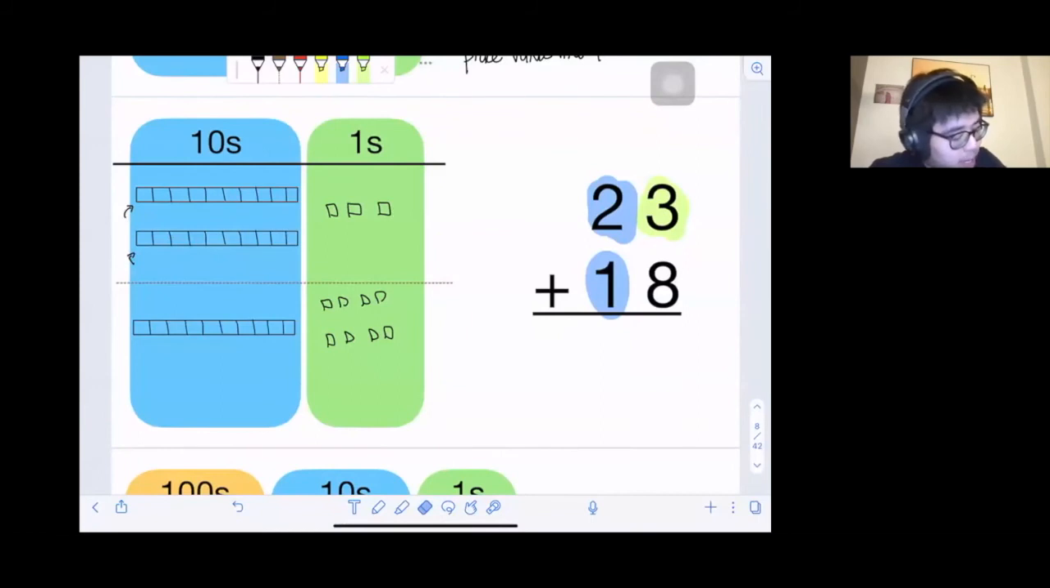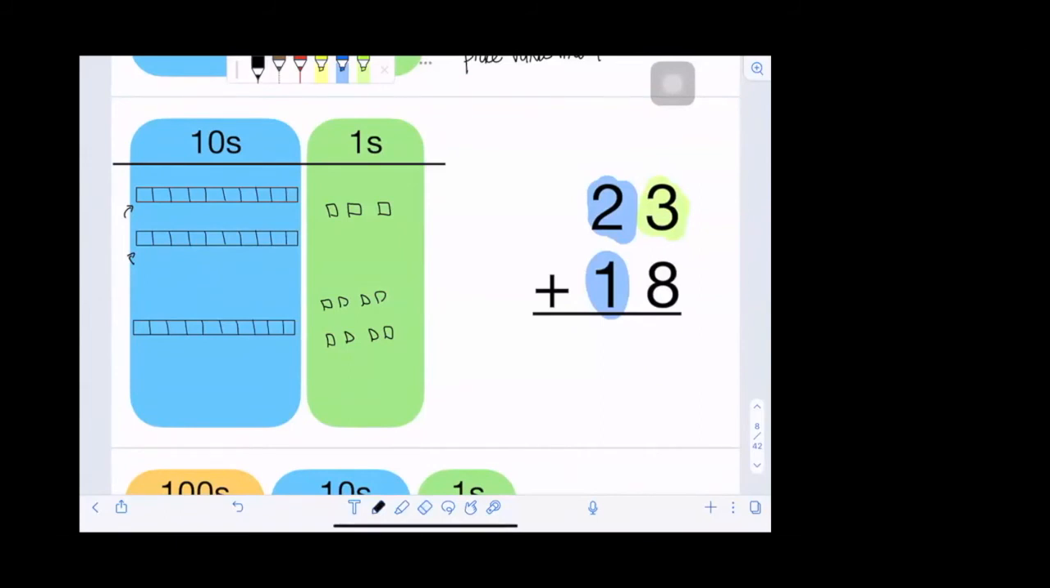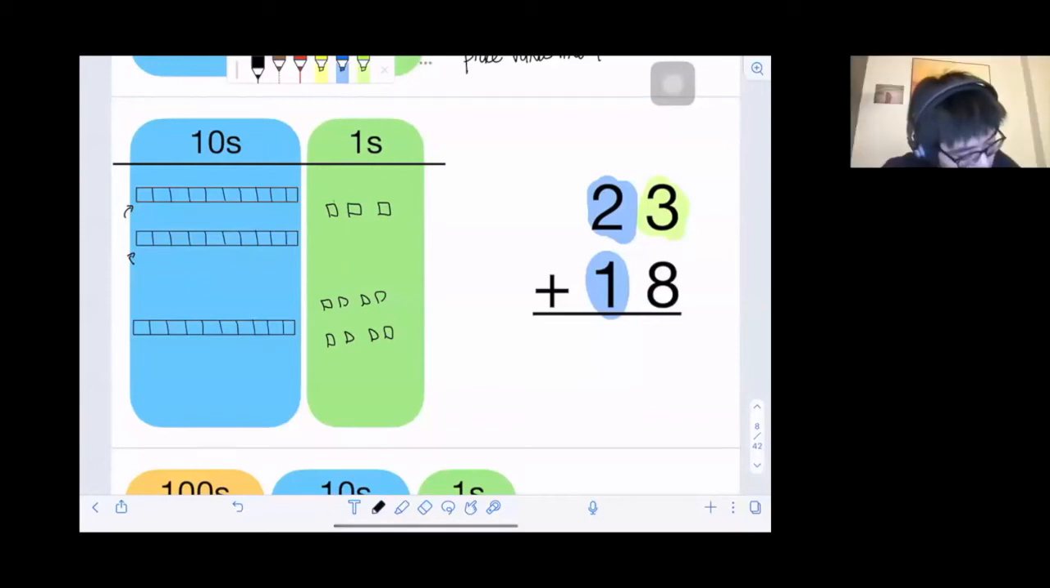So let's do that, Alex. That's right, very good. For 18, one box of 10 in the tens and 8 small boxes in the ones. And you said the next thing is to remove the bounding line. Let's demonstrate. Remove the underline, then count all of the boxes. 1, 2, 3, 4, 5, 6, 7, 8, 9, 10, 11.